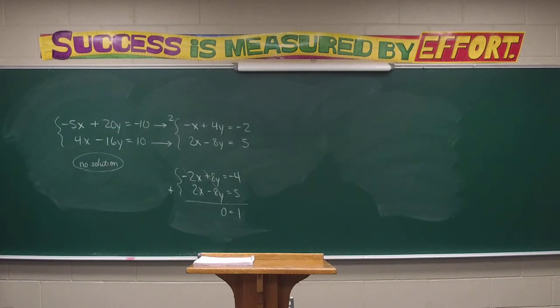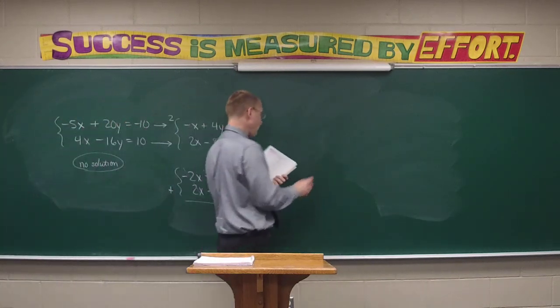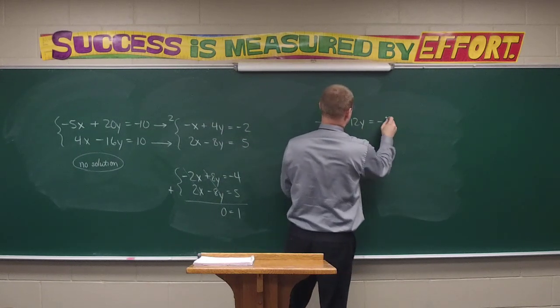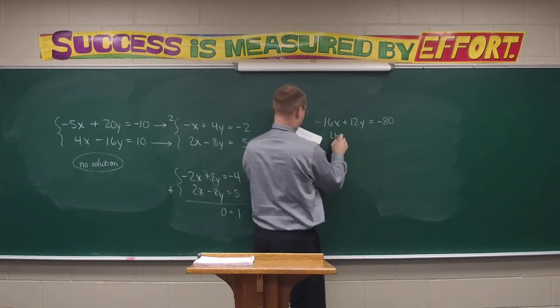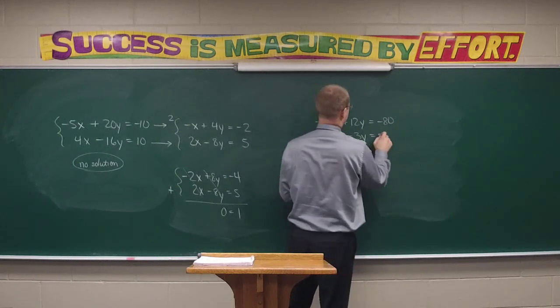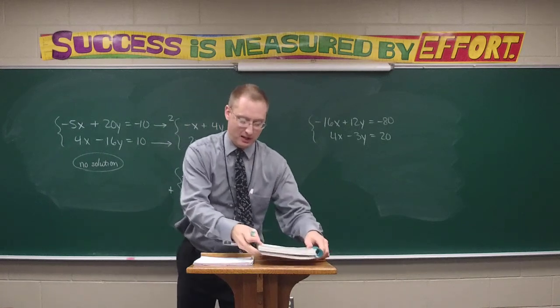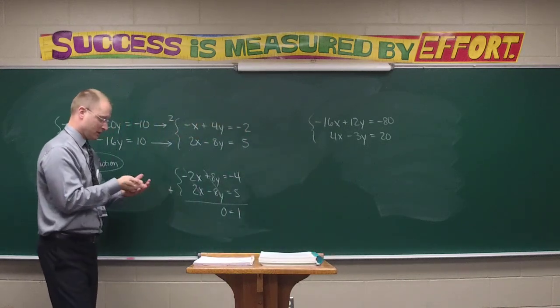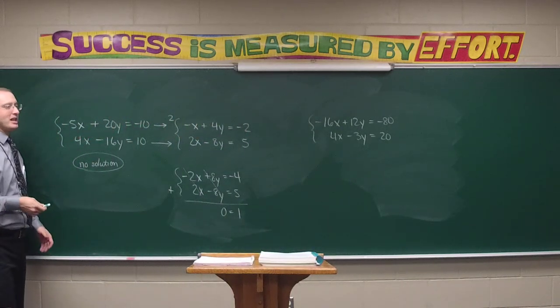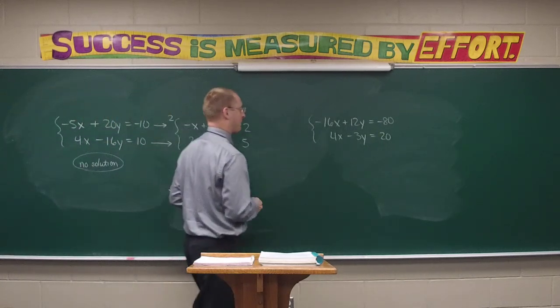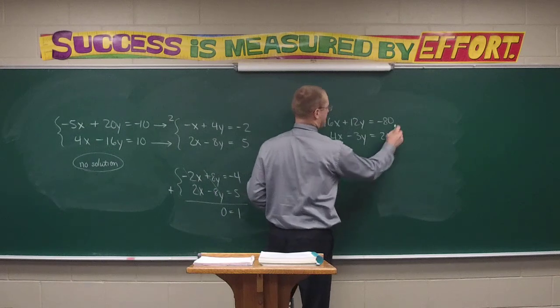All right, well, let's take a look at number 12. Number 12. We've got a negative 16x, positive 12y equals negative 80, and 4x, negative 3y equals 20. And let's see here. Maddie, what do you want to do here? Go to sleep? No, Maddie, that's not an option. Take out a 4 from the top, all right? What do we get when we take a 4 out of everything from the top?